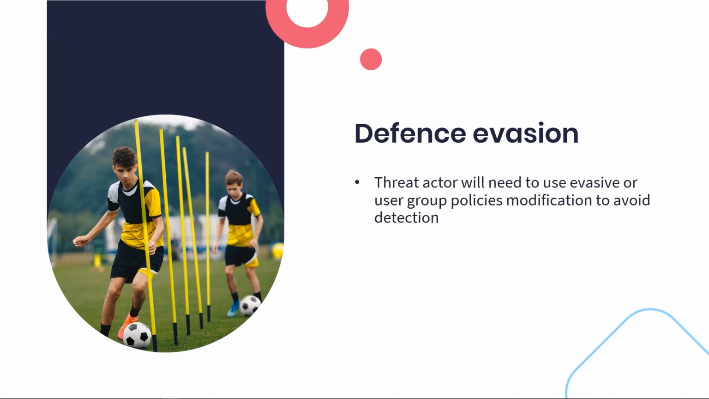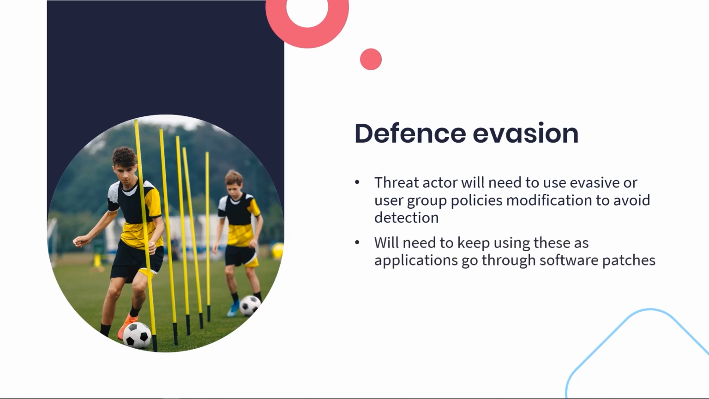In the defense evasion stage, the threat actor uses evasive techniques like access token manipulation or user group policies modification to avoid detection on the target system. Most applications in an enterprise network go through some software patches. These patches will require the threat actor to keep using these evasive techniques to avoid detection on the compromised system.